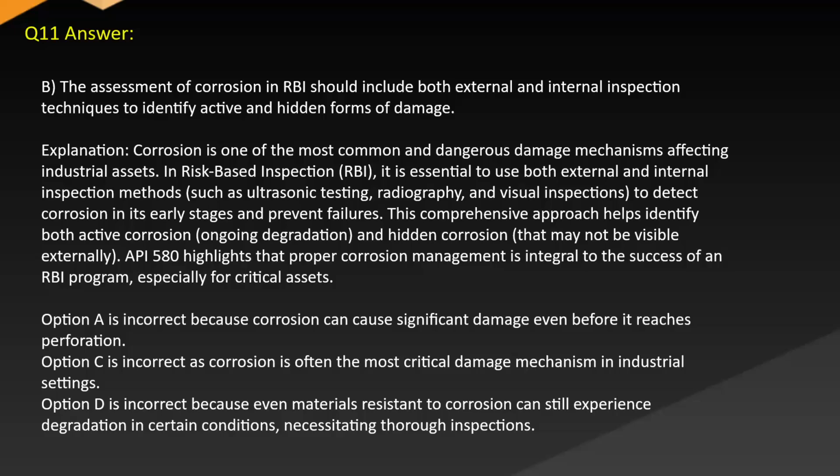Option A is incorrect because corrosion can cause significant damage even before it reaches perforation. Option C is incorrect as corrosion is often the most critical damage mechanism in industrial settings. Option D is incorrect because even materials resistant to corrosion can still experience degradation in certain conditions, necessitating thorough inspections.